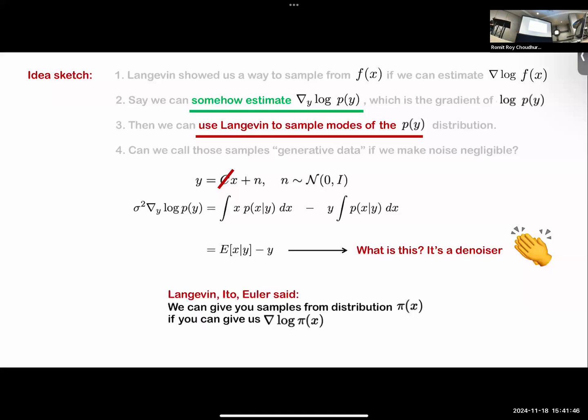Great. I have my score function, which is a denoiser. So Langevin, Ito, Euler, all of these guys said, if you have this, they didn't know diffusion models, but they said, if you have this, I can give you samples from p(y). And I have this because I have a minimum mean square estimator of x, and when I subtract y, I have a noise estimator. Very good.